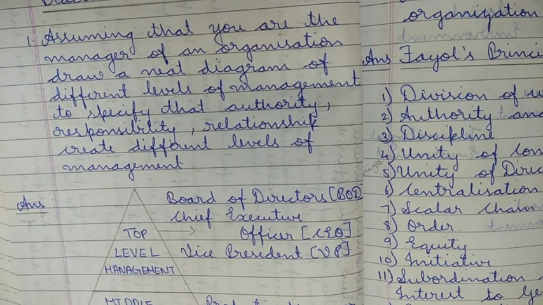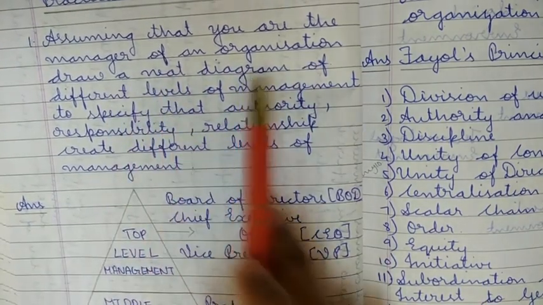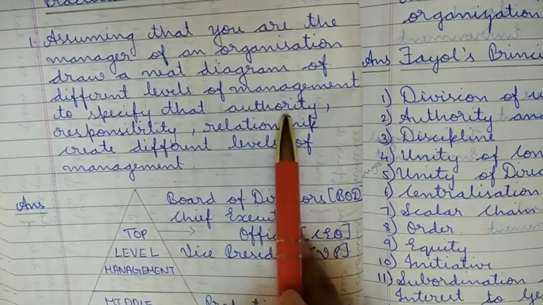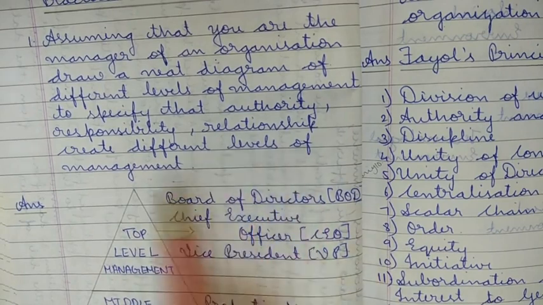First lesson and first question: assuming that you are the manager of an organization, draw a neat diagram of different levels of management to specify that authority, responsibility, relationship create different levels of management.